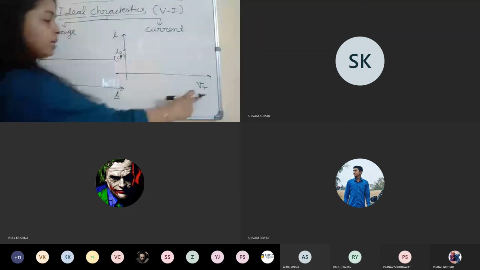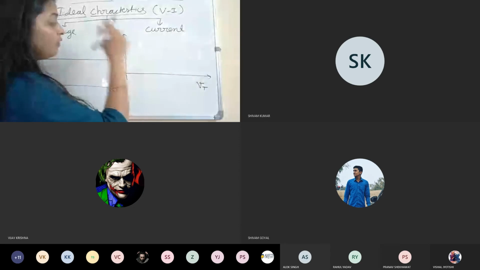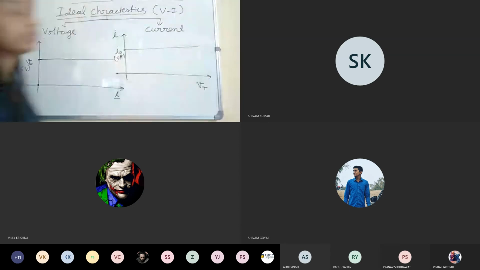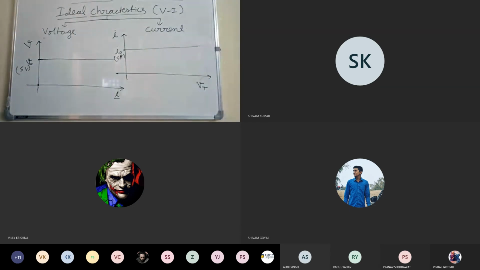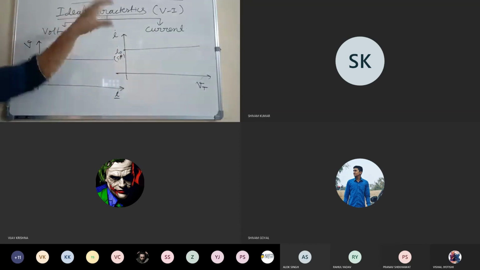So come what may, it doesn't matter what kind of device is connected at the output, it is always I0. It will remain constant throughout the duration. That is the ideal characteristic. It won't change. If it changes, it becomes practical. But ideal says it won't change on anything. My dependent parameters are always constant.